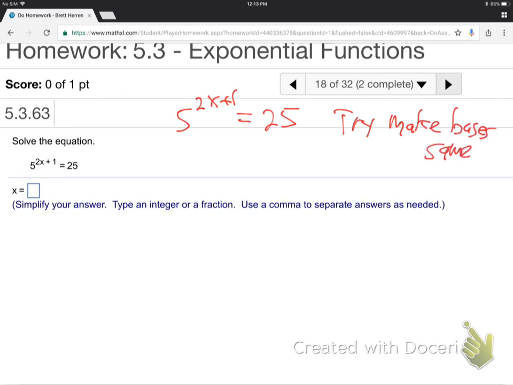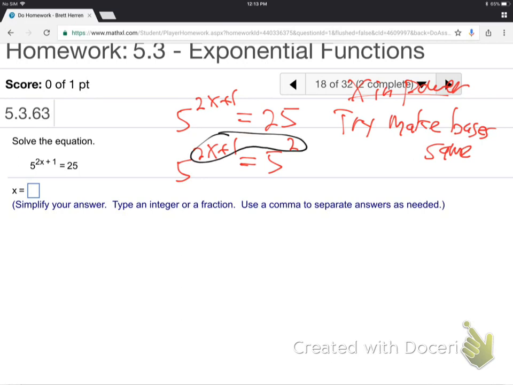Try to make the bases the same. X in the power, that's called exponential. When X is in the power, try to make the bases the same. This will be 5 squared. Good. And as soon as you've made the bases the same, then you can set the powers equal.